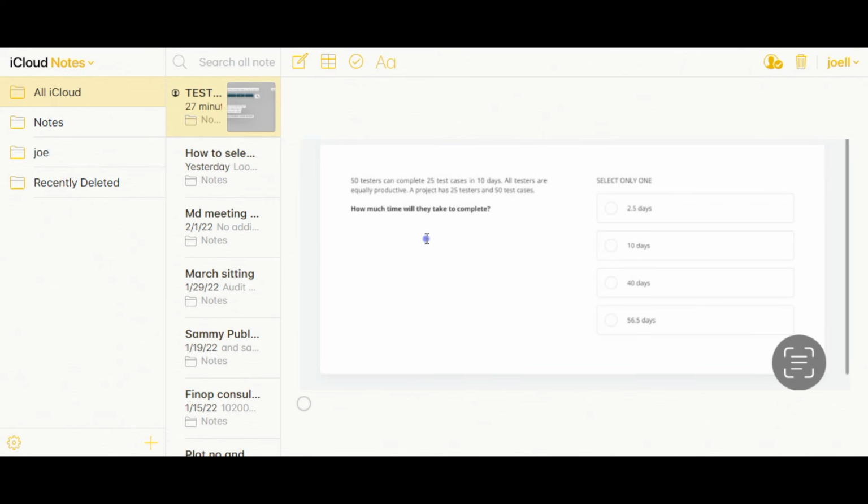They say 50 testers can complete 25 test cases in 10 days. All testers are equally productive. A project has 25 testers and 50 test cases. How much time will they take to complete? Wow, this is a nice one.